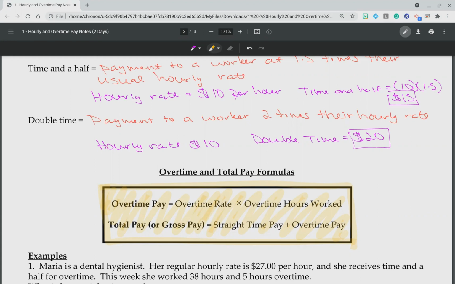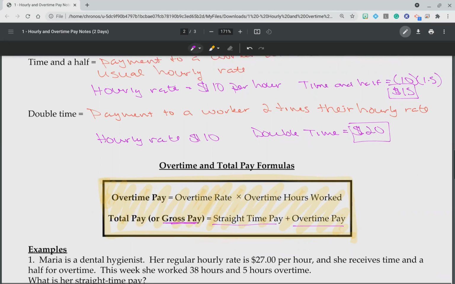Okay? Then to find the total pay or your gross pay, you're going to take whatever your straight time pay was and then add that to your overtime pay. And that's what your total paycheck's going to be. Without taxes or anything taken out yet, we're not talking about that yet. We are just talking about gross pay, which is going to be the amount of money you make before taxes are taken out.